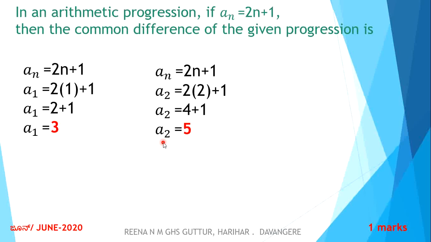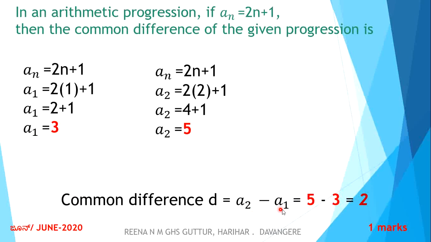So to find out the common difference, D, we take the difference between the second term and the first term. That is, D is equal to A2 minus A1, that's equal to 5 minus 3 is equal to 2. So common difference D is 2.